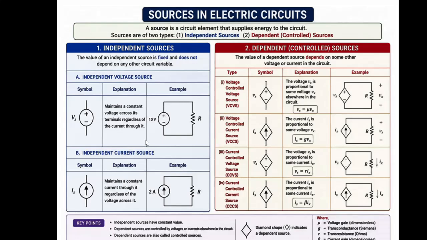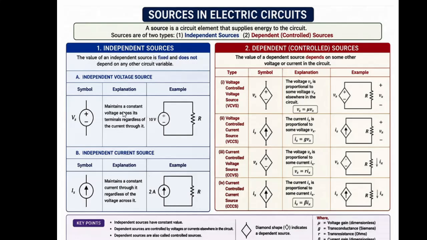In the same way, we can define the independent current source. It maintains a constant current through it regardless of the voltage across it. So, this is the symbol for the independent current source. For example, here is how we connect this independent current source to the resistor. This independent current source is connected in parallel with the resistor.